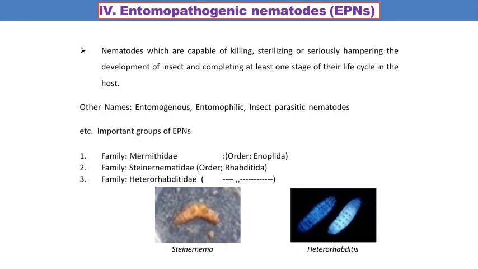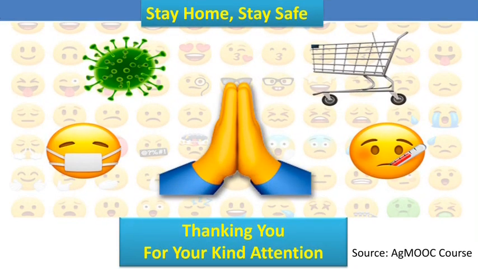Then these are some of the entomopathogenic nematodes. In that, Steinernema and Heterorhabditis are mostly used against the different insect pest populations. Okay, this is all about the biological and cultural methods of IPM. Okay, thank you.